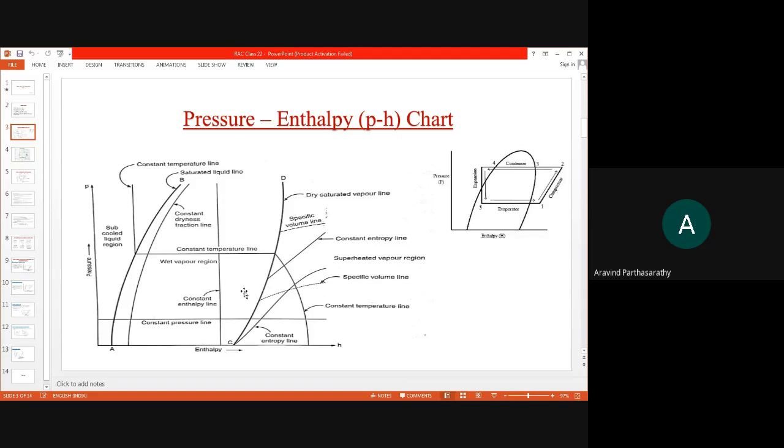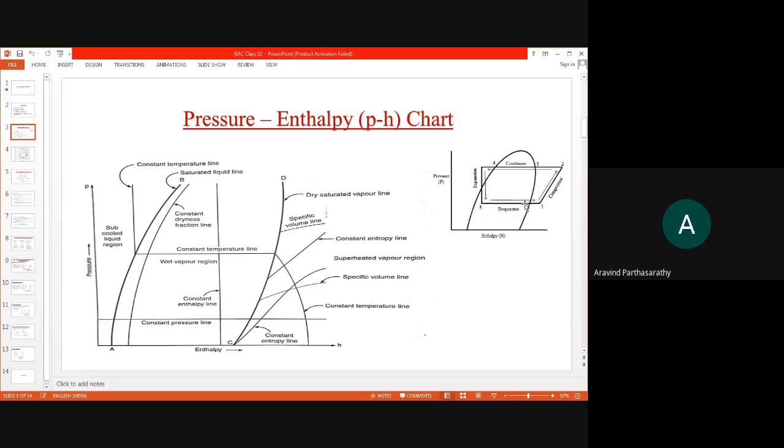For example, in the compression stage, before the compression, it may be dry and saturated. So the point will be the first point. Before compression, or the suction point, that is point 1. When we say the suction point is dry and saturated, then point 1 will be here, on this line, because it is the saturated gaseous line. So this is the saturated vapor line, and this line represents the saturated liquid line.